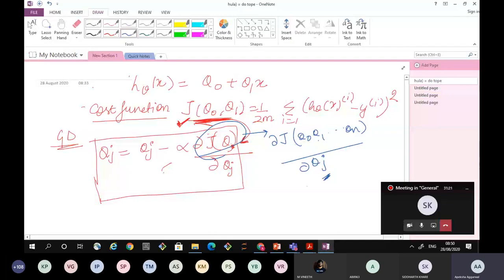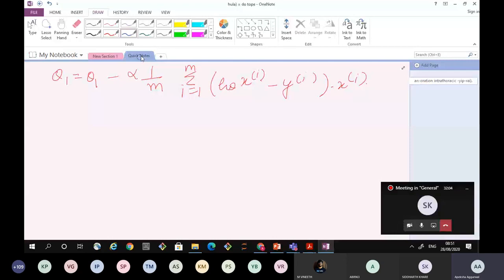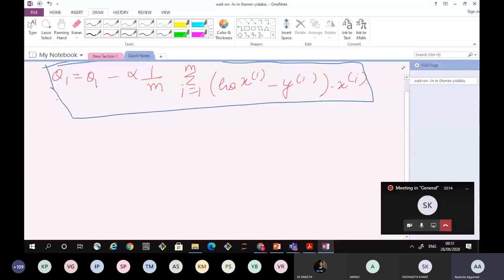So if I take the derivative of this J theta naught, theta 1, this 2 will come over here, because del by del x of x square is equal to 2x. Okay, so this 2 will come over here and this 2 will get cancelled. So this is 1 by m. The remaining part would be 1 by m sigma i equals 1 to m of h theta x i minus y i, as it is. So this is how it is arriving. This is the final cost function that is arriving. This is gradient descent for linear regression.